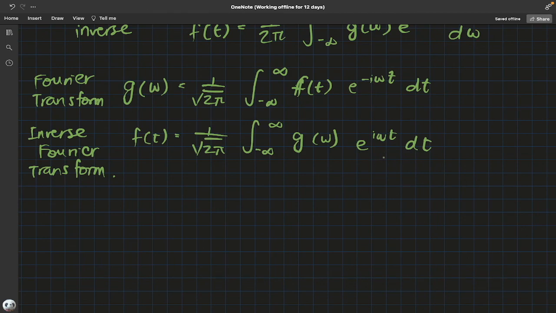I hope that makes sense. We're going to do some examples of this. Yeah, there's a slight typo here. This should be omega, because if you have an f of t, you need to integrate over all omega, otherwise you can't generate that t out.